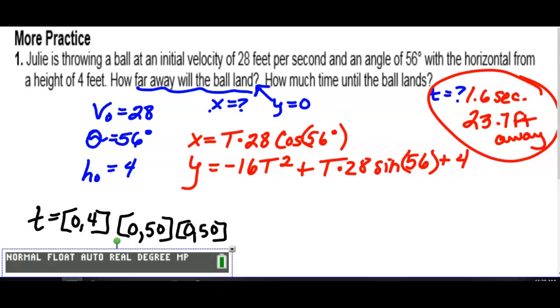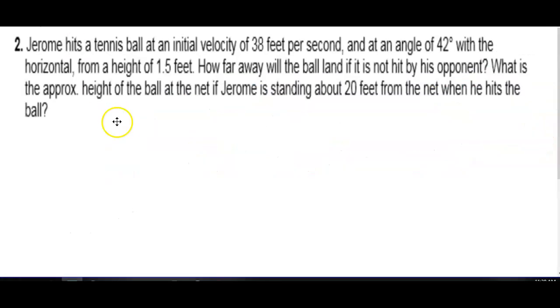I have a couple more examples. Jerome hit a tennis ball at a velocity of 38, initial angle of 42, from a height of 1.5. How far away will the ball land if it is not hit by his opponent? What is the approximate height of the ball at the net? So when the ball gets 20 feet away from where he was, what's the height at the net? So does it clear the net?